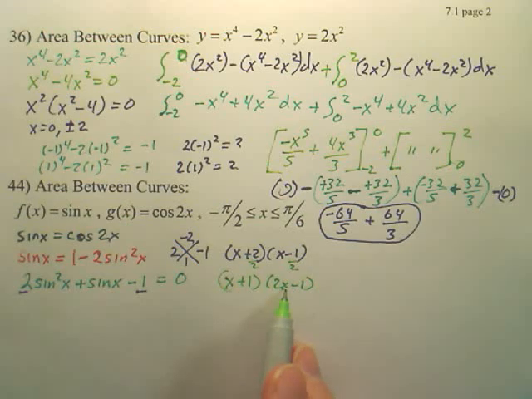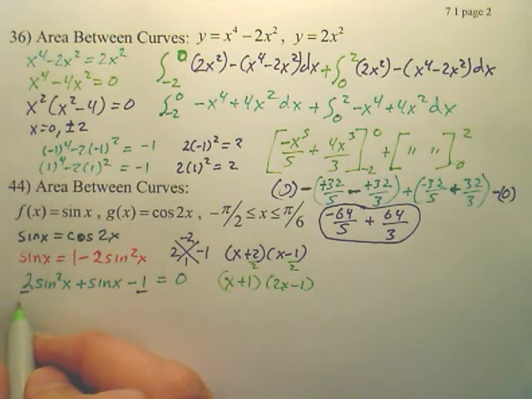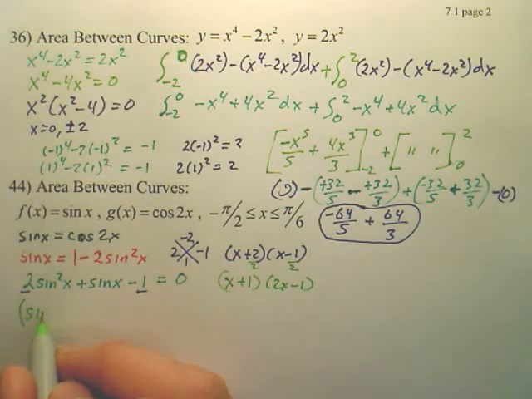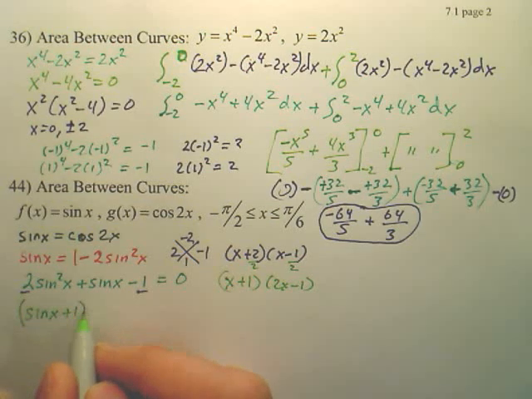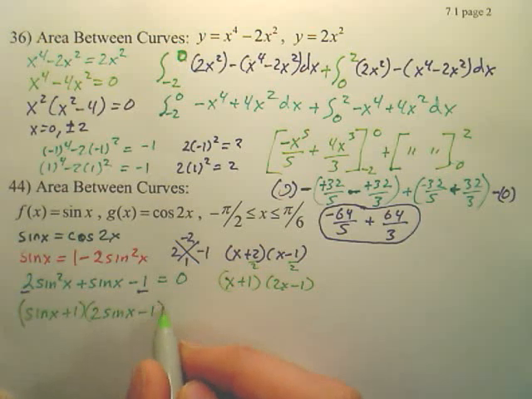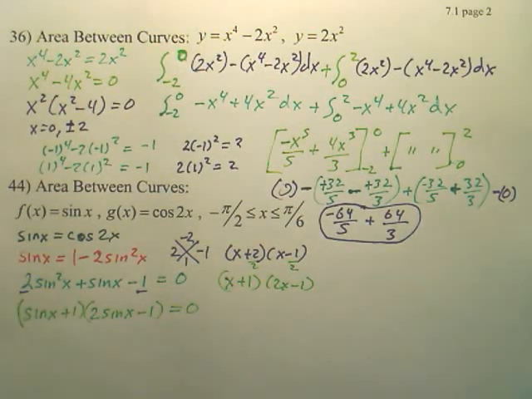Now instead of x's, what is it really? It's really sine. So this is sine x plus 1, and this is 2 sine x minus 1 equals 0. So again, what I did here is I factored it and acted like sine x was x. I factored it as if sine x was x, and then I plugged sine x back in.